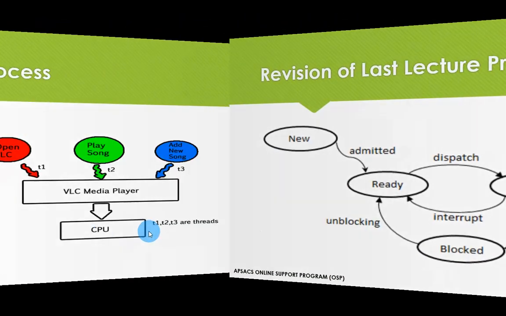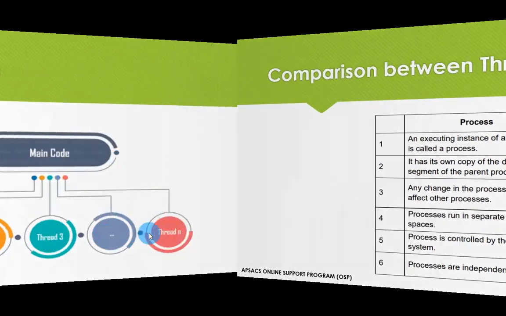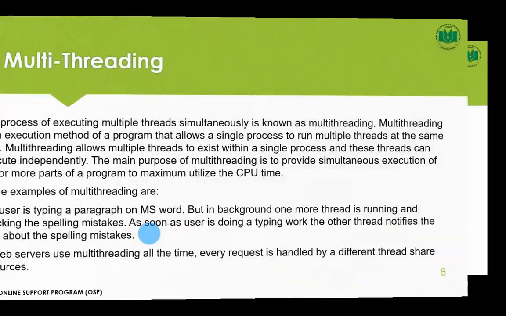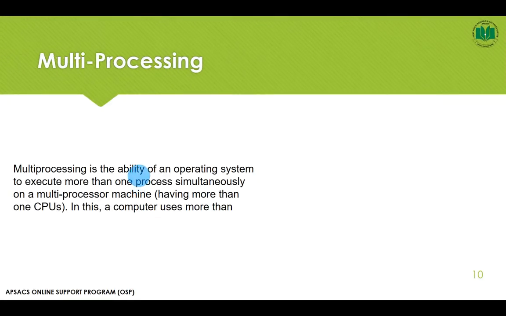And we have also discussed that multiprocessing is the ability of an operating system to execute more than one process simultaneously.